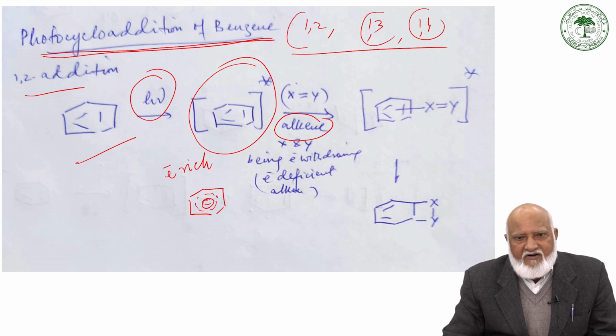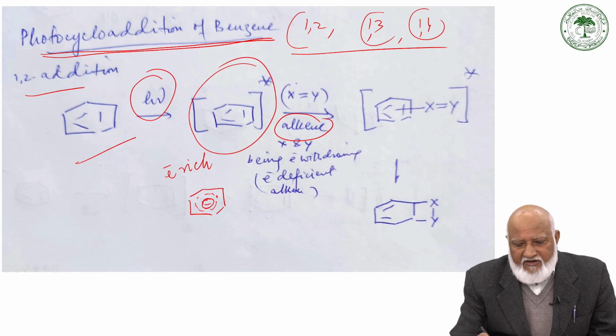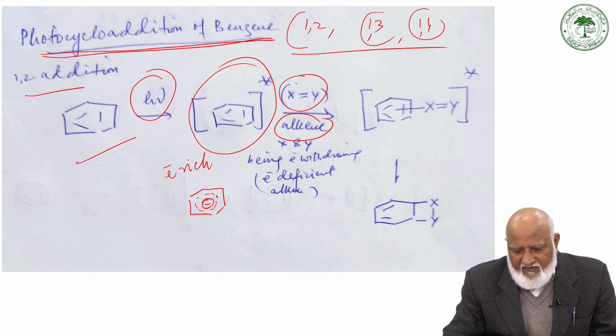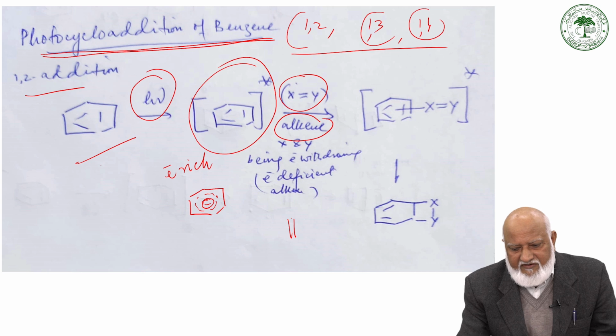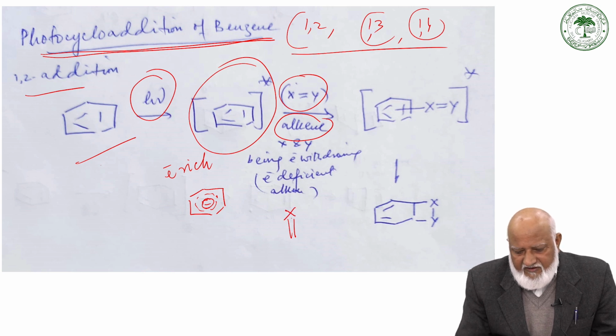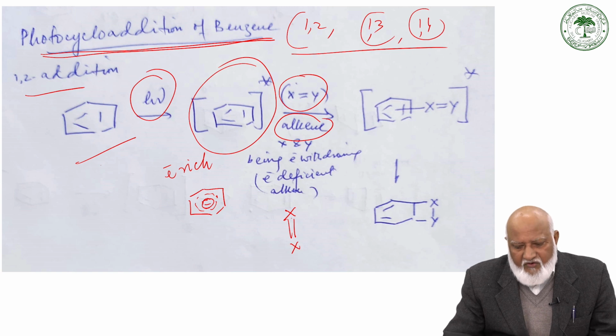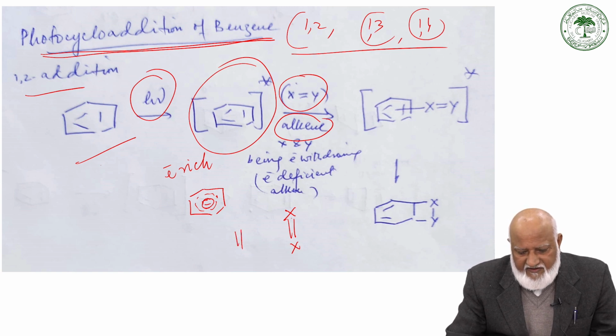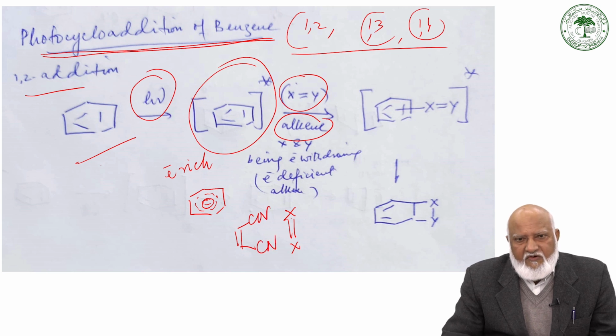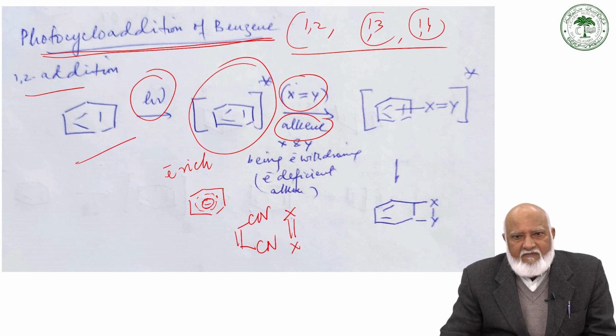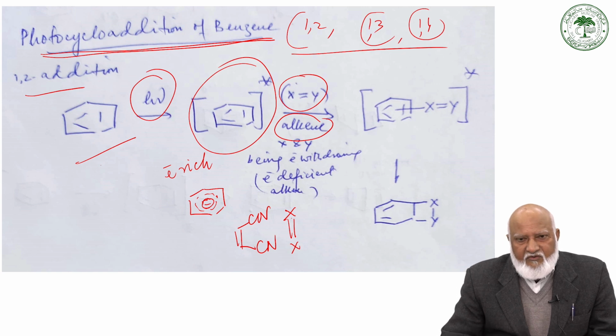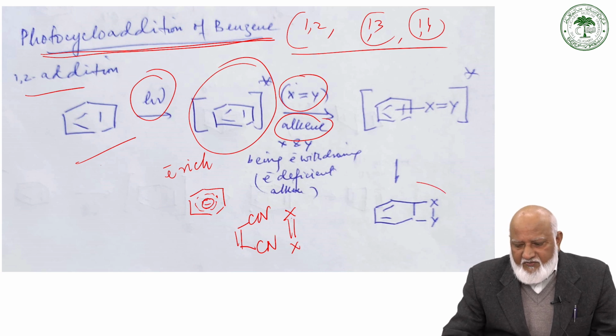So it is electron rich, and it can add to electron deficient alkenes, for example dicyano alkenes. They are electron deficient, being electron withdrawing groups. So it has been found that benzene undergoes addition with electron deficient alkenes such as dicyanoethylene, cis or trans, to give the 1,2 addition product like this.